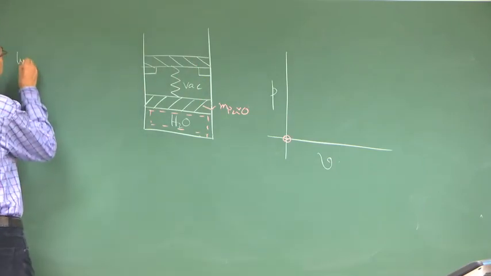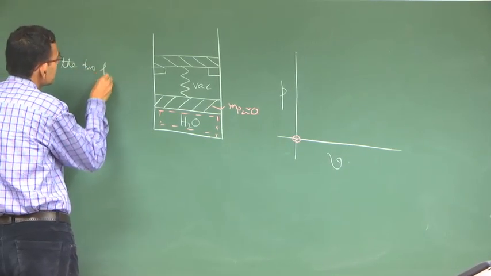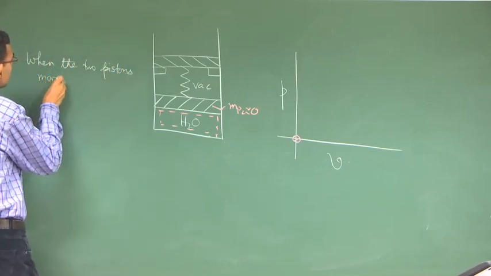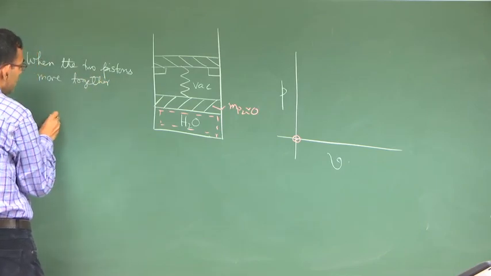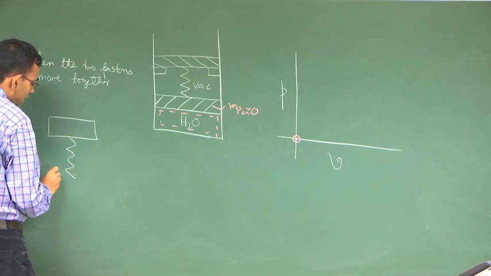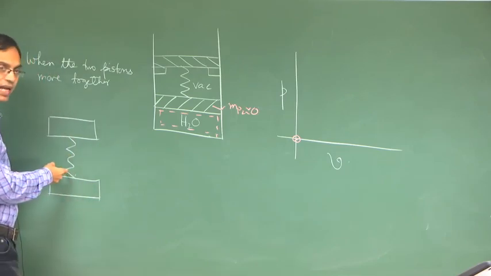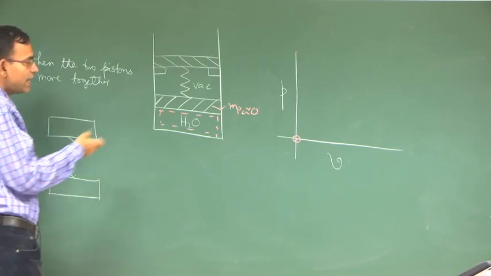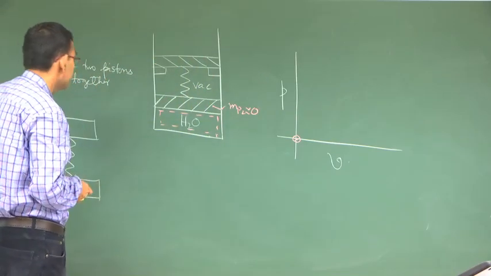So, when the 2 pistons move together, the free body diagram will look something like this. This is a very interesting situation because they are moving together. See, this spring force is like an internal action-reaction force, it contributes to nothing. So, as if these two pistons together are moving like a single unit.